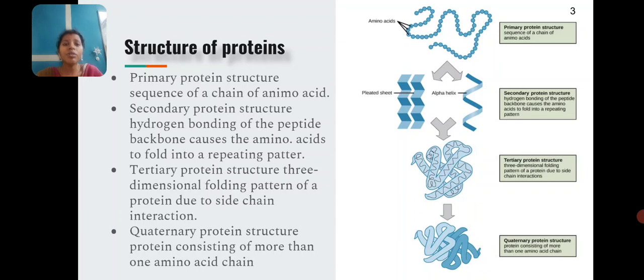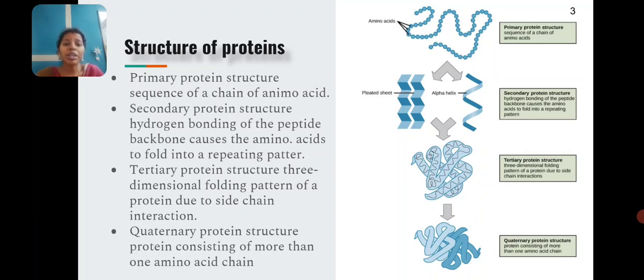Let us discuss the secondary protein structure. Hydrogen bonding of the peptide backbone causes the amino acids to fold into a repeating pattern. H bonds are responsible for maintaining the secondary protein structure. Coming to the tertiary protein structure, it has a three-dimensional folding pattern of a protein due to side chain interaction.